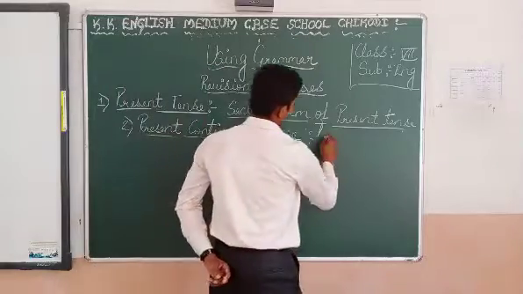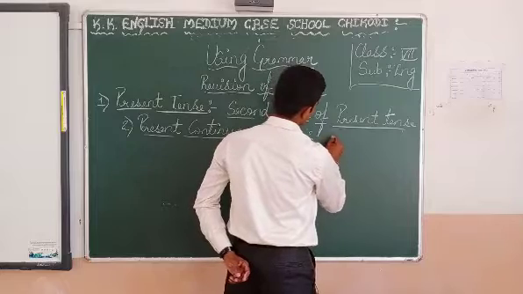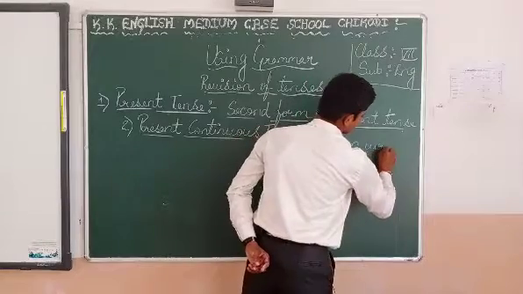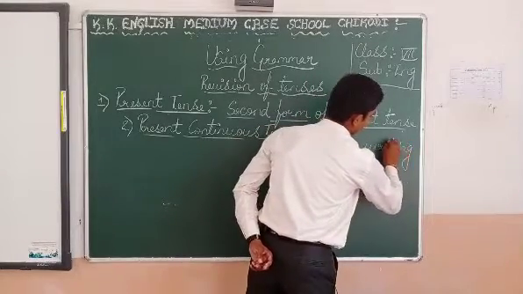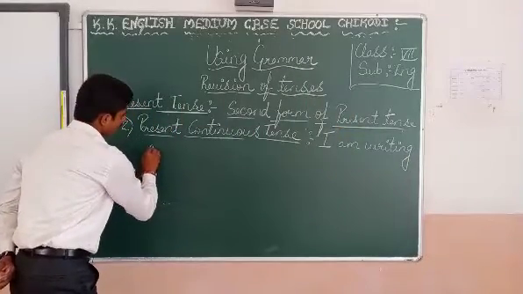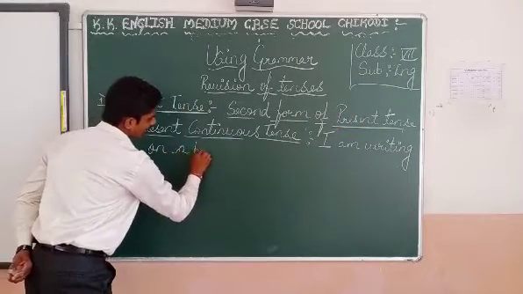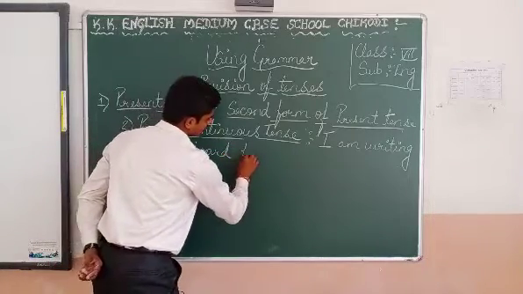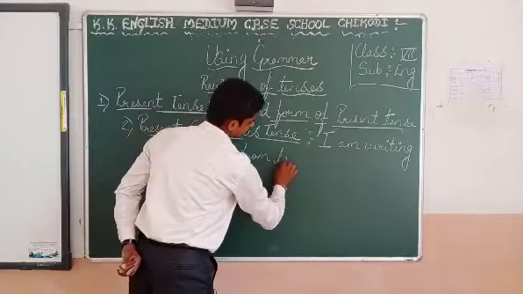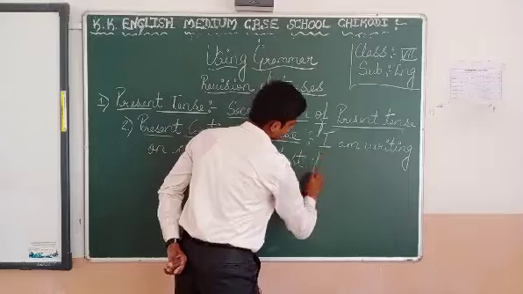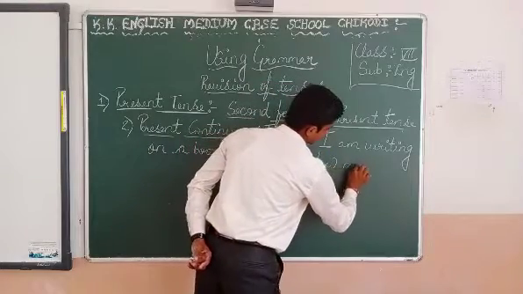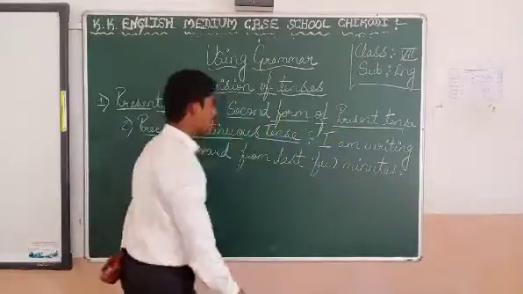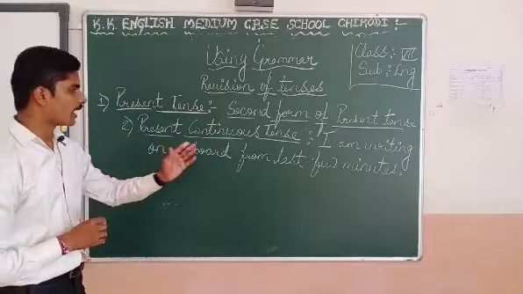Let's say one simple example which I gave in the previous form of tense. Let's say, I am writing on a board from last few minutes. I am writing on board from last few minutes. So here what I am doing, I am writing on a board from last few minutes.